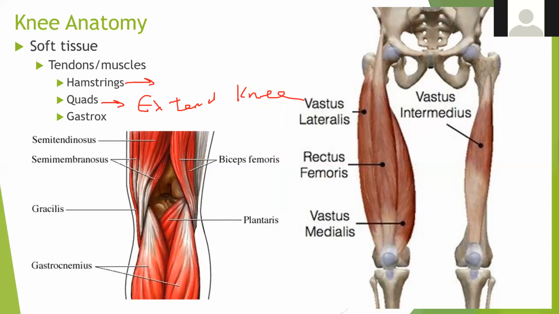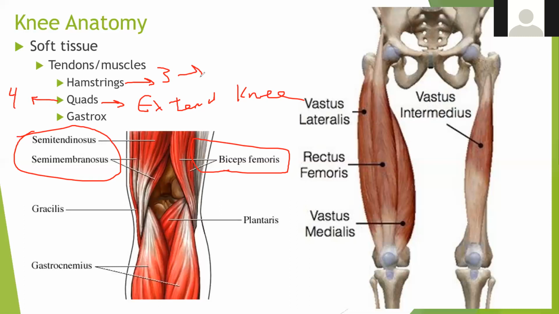Your hamstrings are on the back of your thigh. You have three hamstring muscles. Your hamstring muscles on the inside of your back thigh are your semimembranosus and semitendinosus. They do pretty much the same things. And then on the outside, you have the biceps femoris. So you have three hamstring muscles, four quadriceps muscles. The hamstrings primarily flex the knee or bend it. So when you bend your knee, you use your hamstrings. When you straighten your knee, you use your quads.